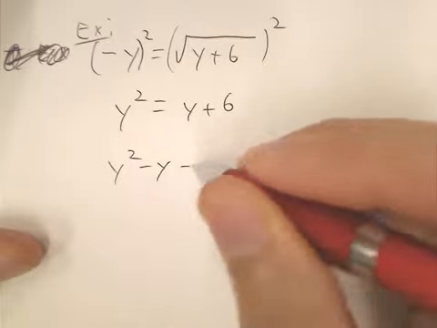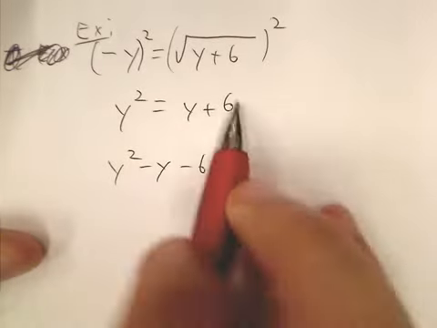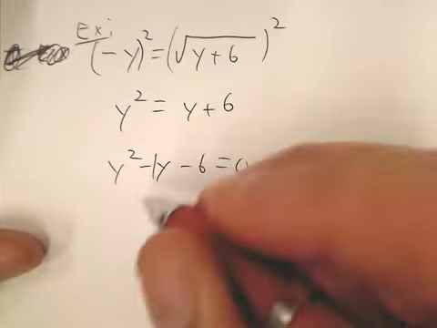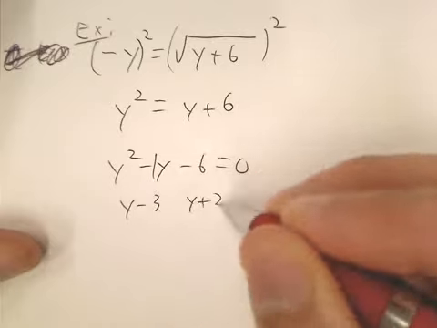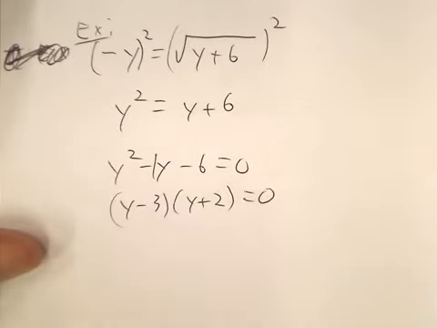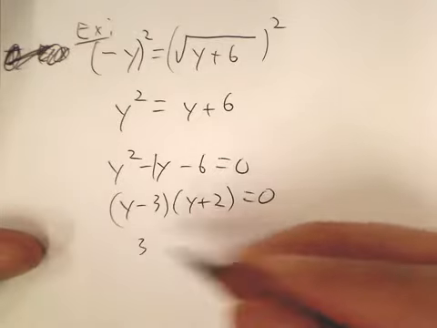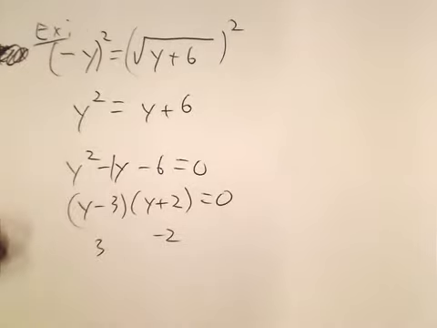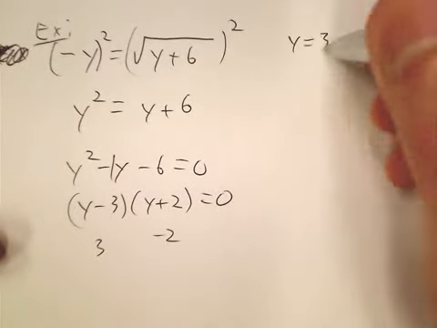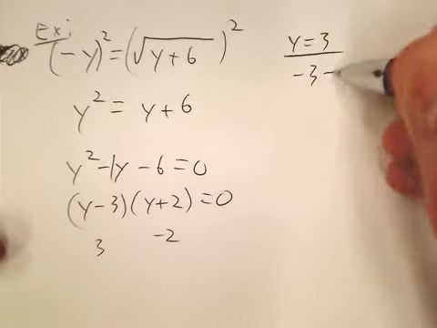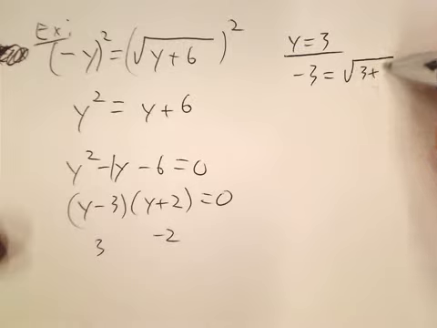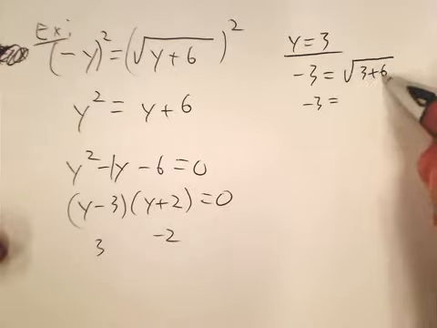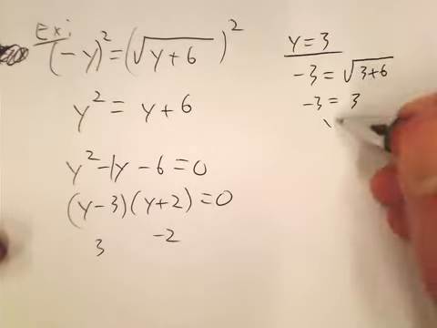Y squared minus y minus 6. The y becomes negative, the 6 becomes negative as I bring those over. And numbers that add to negative 1 and multiply to negative 6, that's y minus 3 and y plus 2. So I have solutions of 3 and negative 2. Okay, let's check these out in the original equation. So put in 3, that's negative 3 is equal to the square root of 3 plus 6. Well, 3 plus 6 is 9, and the square root of that is just 3. So that is a big no, that doesn't work.